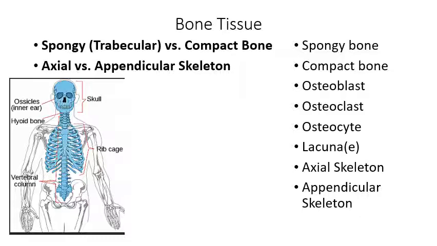So here you see the axial skeleton labeled in blue, and then the appendicular skeleton is just labeled in white.